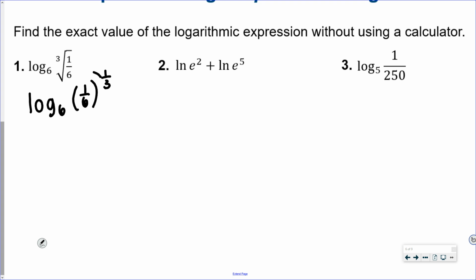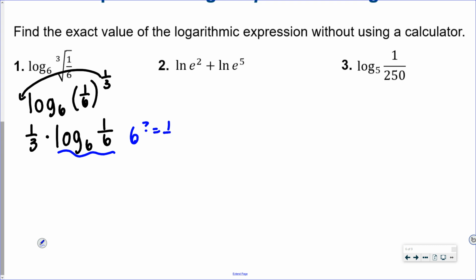Okay, and then we could bring that power out in front. So that's the same as 1/3 times the log base 6 of 1/6. And we actually know what this is. Oh, did I say 1/3? Sorry. Log base 6 of 1/6. This is asking me, 6 to what power is 1/6? -1. So this is -1 times 1/3, and we end up getting -1/3. So we can use log properties.